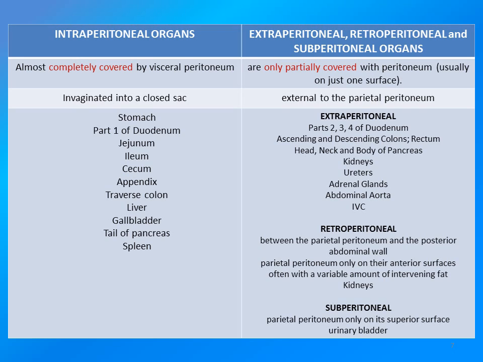These structures include, respectively, portions 2, 3, and 4 of the duodenum, the ascending and descending colons, as well as the rectum, the head, neck, and body of the pancreas, kidneys and ureters, adrenal glands, the abdominal aorta, and the IVC as being considered extraperitoneal, the kidneys, which are retroperitoneal, and subperitoneal, such as the urinary bladder and the uterus.